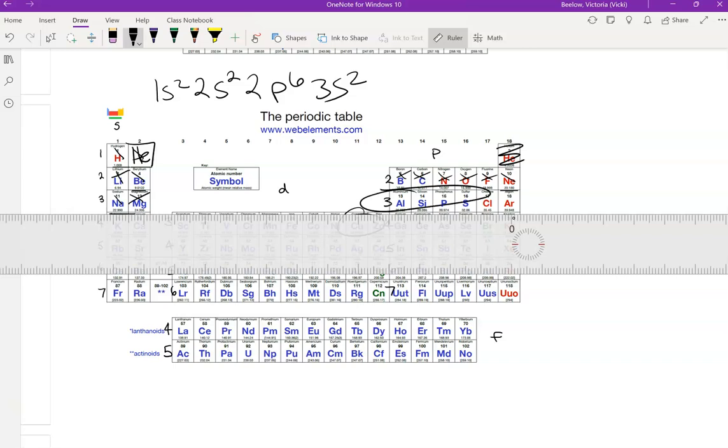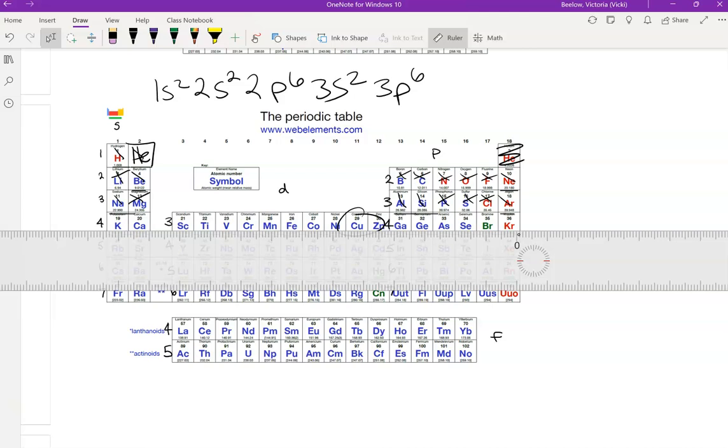Now we're going to go over here. So now we have 3p, and then again, we have to keep going until we get to copper. 1, 2, 3, 4, 5, 6. 3p6. I'm going to go to the next line. Now I'm here, so 4s and then 2. 4s2.